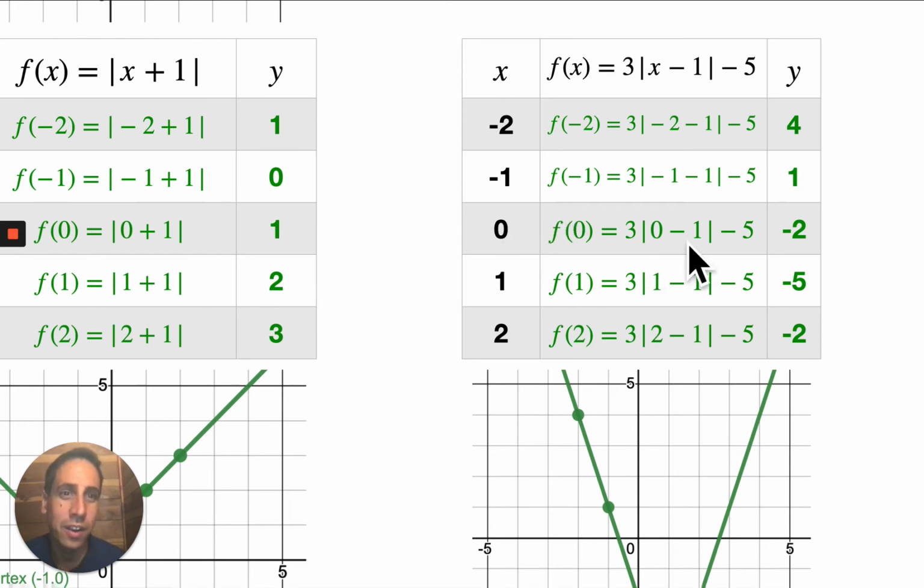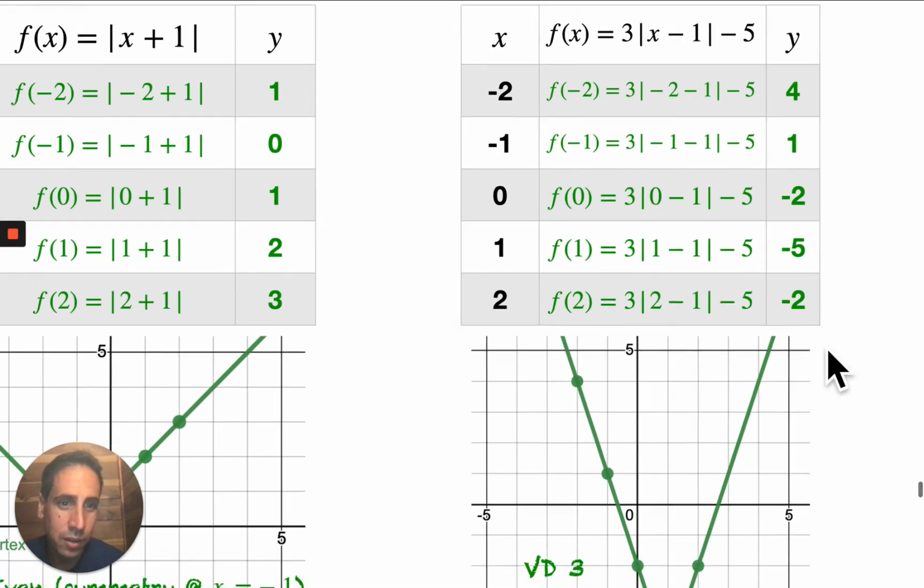0 minus 1 is -1. Then you take the absolute value, which is +1. 3 times +1 is 3. Minus 5 is -2. You go through PEMDAS 5 times and you get these numbers. It looks like the symmetry is over here at -5 because you get -2 repeated.